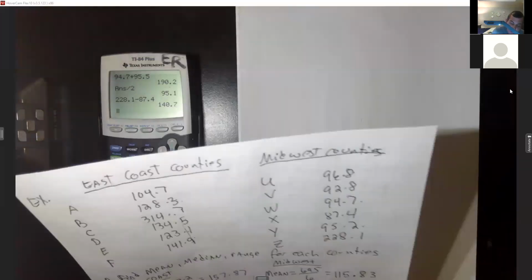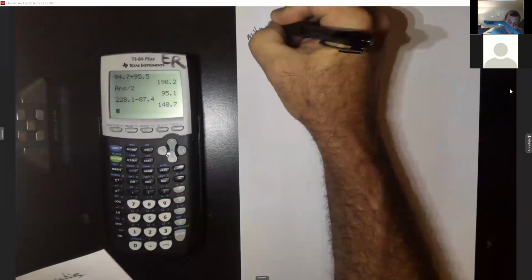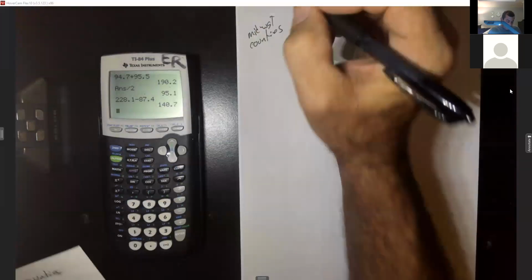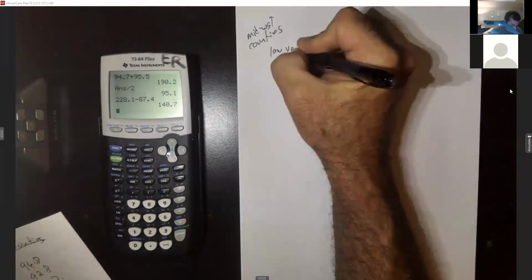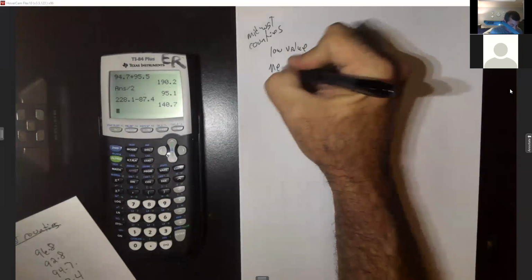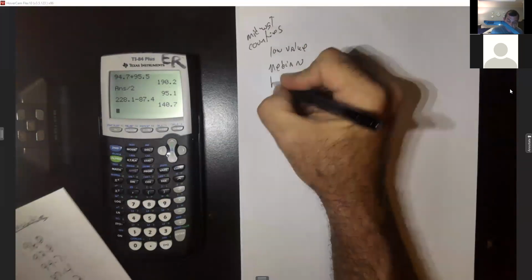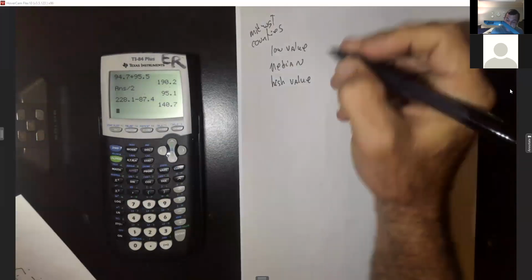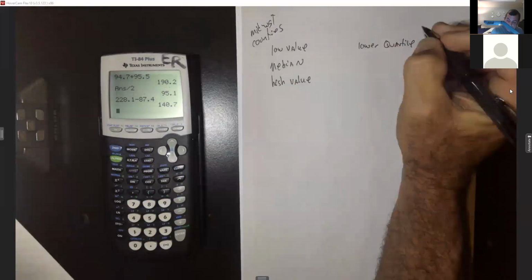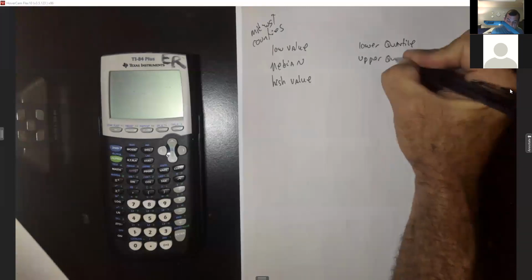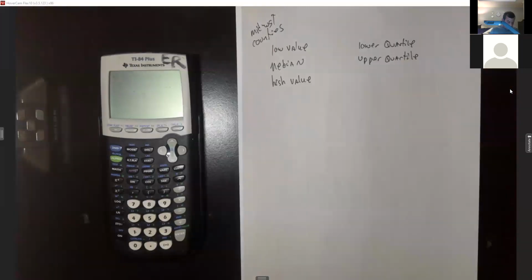All right, so let me do the same thing for my Midwest counties. So I'm going to find my low value, my median, my high value, my lower quartile, and my upper quartile. All right, so let me do one thing, get my numbers ready for me real quick.